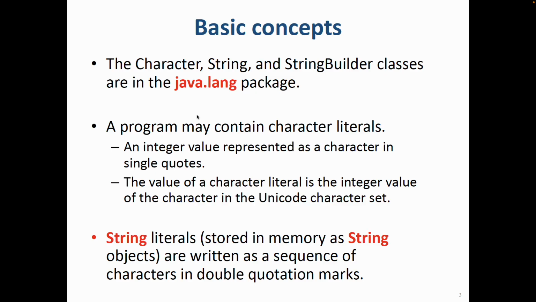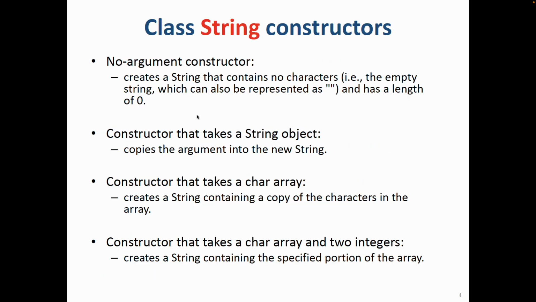So let's start. Basically, the java.lang package provides the Character, String, and StringBuilder classes. The string literals, whenever we write in double quotes ABC or whatever text, are actually stored as a string object. So it's not a raw data type. It's not like int, float, double, or boolean. It's actually an object in Java. And a string has its own constructors, like the empty constructor, one that takes a string object, one that takes a char array, and one that takes a char array and then 2 integers.